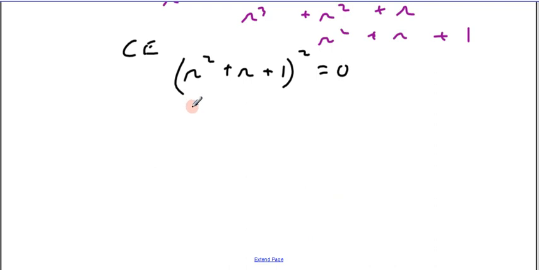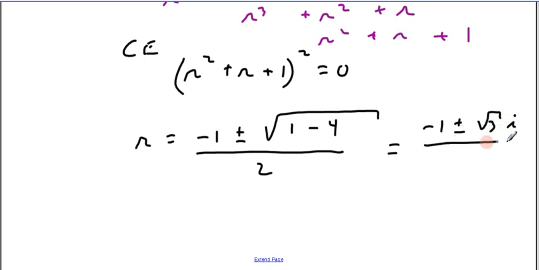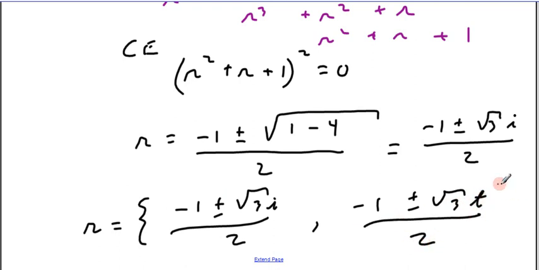And I find that I'm going to have to use the quadratic formula. r is equal to minus 1 plus or minus the square root of 1 squared, which is 1, minus 4, divided by 2. And I'm going to have minus 1 plus or minus the square root of 3 i over 2. Okay, so my roots are going to be minus 1 plus or minus the square root of 3 i over 2, and minus 1 plus or minus the square root of 3 i over 2, repeated roots. Okay, so that's relatively interesting.